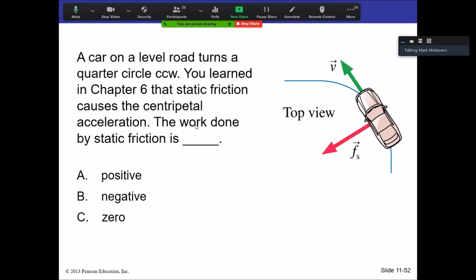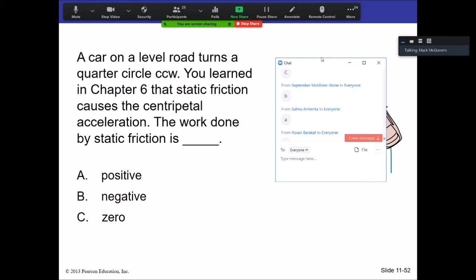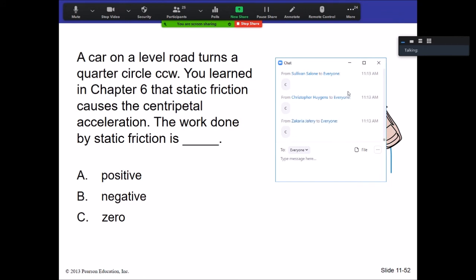The work done by static friction is what? What's the work done by the static friction? Bam! Robert got it right. Let's go. Bring it. Now everybody's saying C. Oh, okay, I see how it works. All right. It is C.